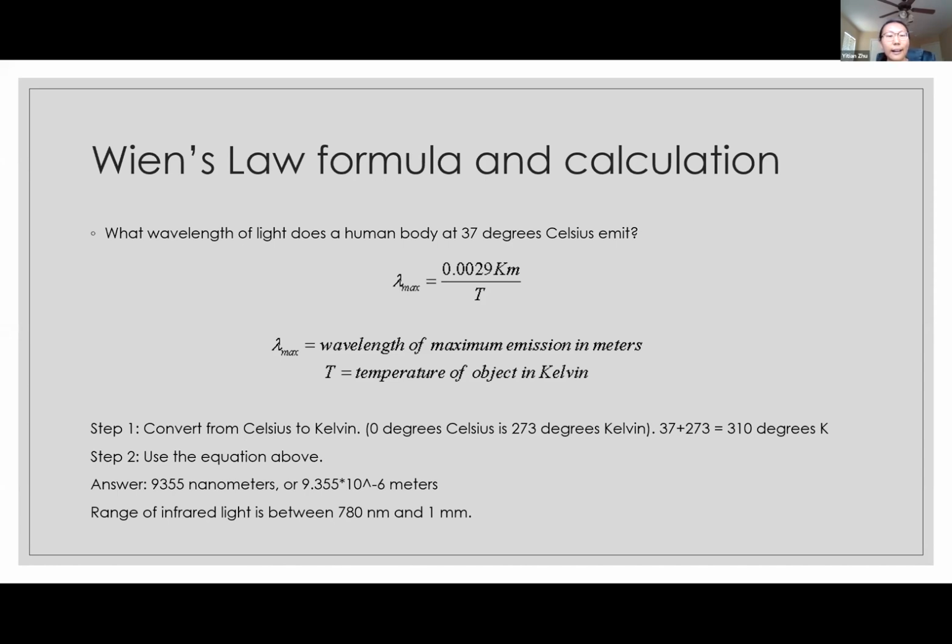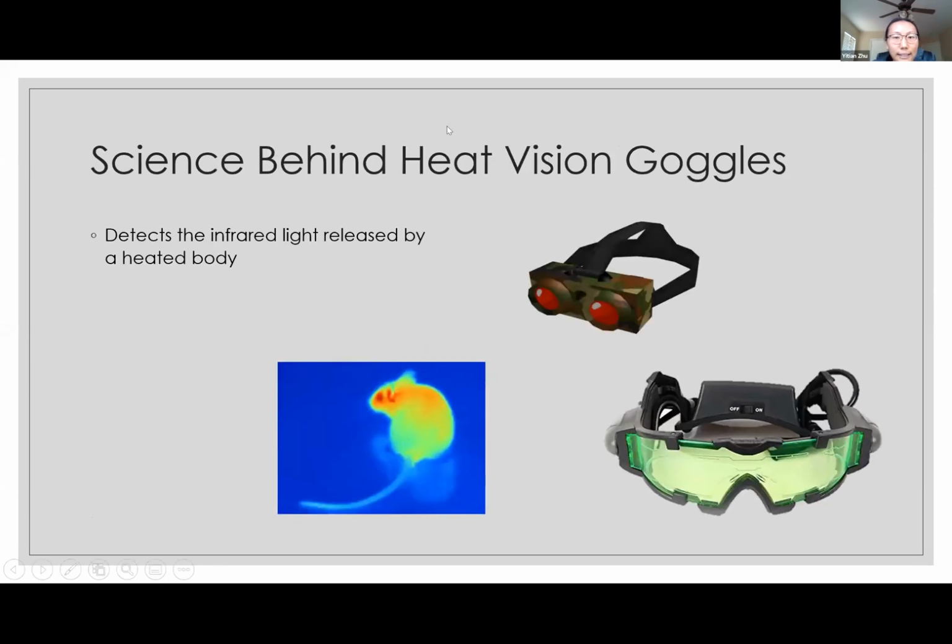As you can see right here, the range of infrared light is between 780 nanometers and 1 millimeter. So the answer that you got was greater than 780 nanometers, but it was also less than 1 millimeter. So it ended up in the infrared region. And unfortunately, we cannot see infrared with our eyes, but heat vision goggles certainly can. And that's how heat vision goggles work. The energy released as infrared light can be detected by these heat vision goggles.